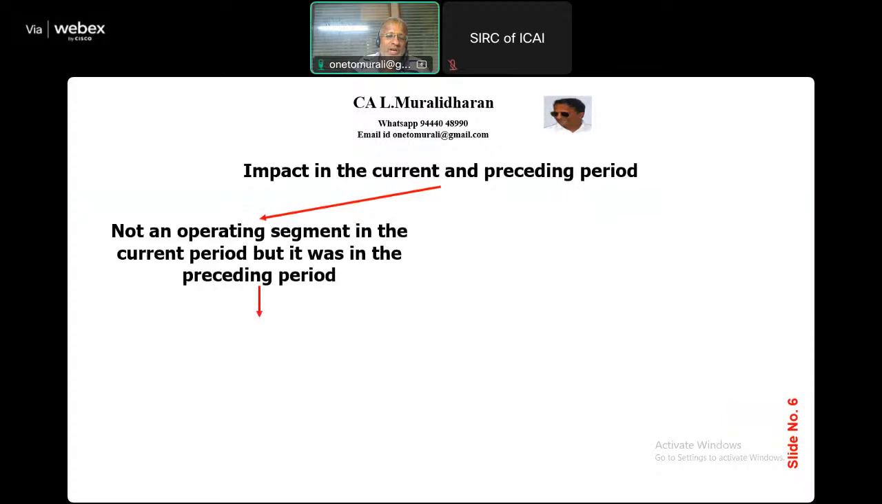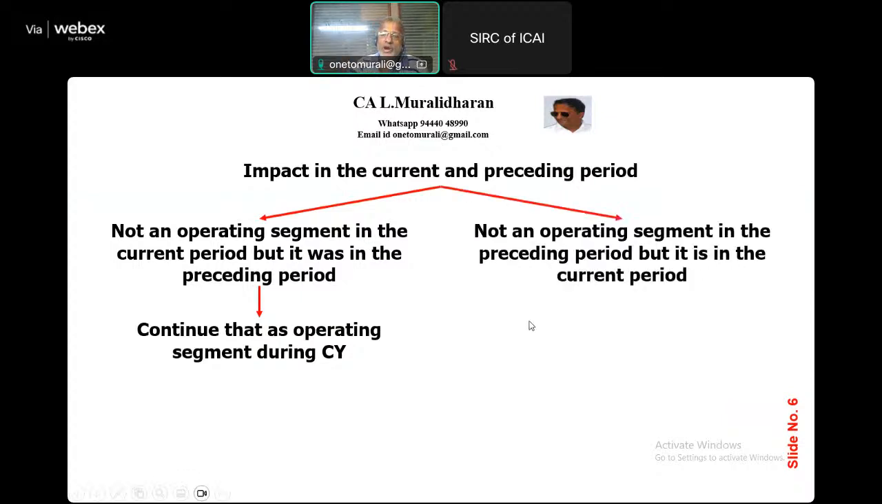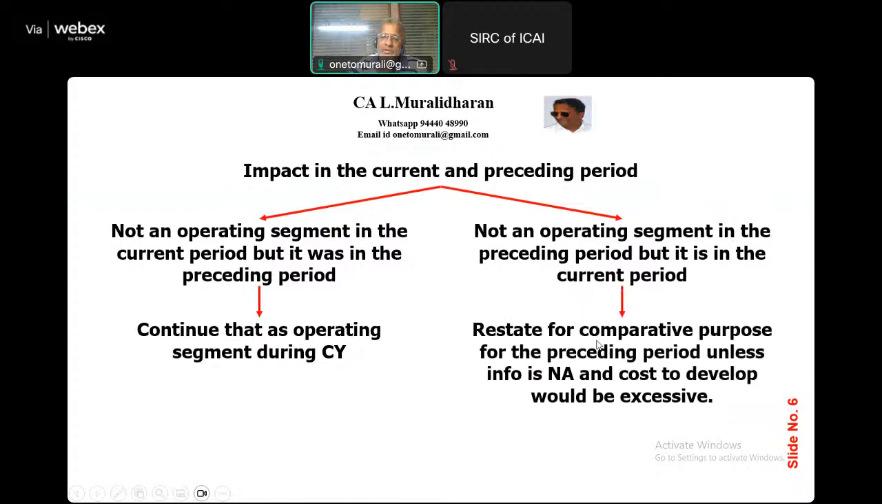Impact in the current and preceding period: if it was not an operating segment in the current period, but was in the preceding period, that is to be taken up as an operating segment only. Continue that as an operating segment during the current year. If it was not an operating segment in the preceding period, but happens to be a current period operating segment, you have to report it separately for the previous period also. Restate for comparative purposes for the preceding period, unless the information is not available and the cost to develop would be excessive. This statement will always be on a conditional basis. So tomorrow the college will be open, subject to, always it will be there, right?